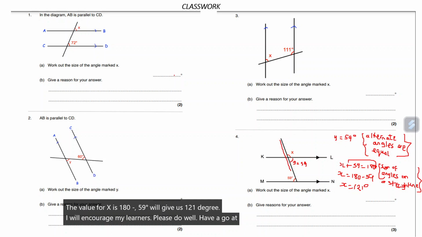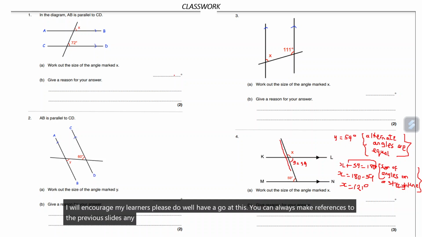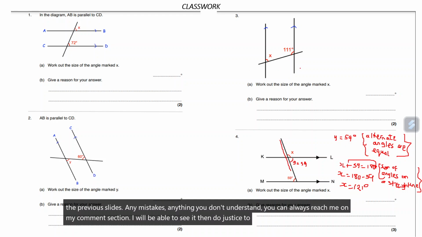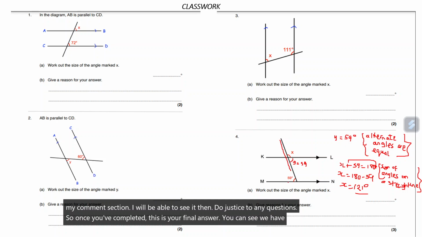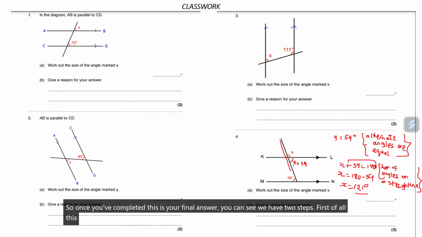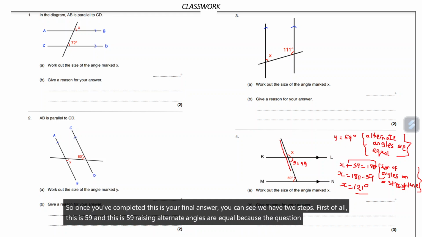You can always make reference to the previous slides. Any mistakes, anything you don't understand, you can always reach me on my comment section. I will be able to see it and do justice to any questions. Once you've completed this, this is your final answer. You can see we have two steps. First of all, this is 59 and this is 59. Reason: alternate angles are equal, because the question says we should give reasons for your answer.